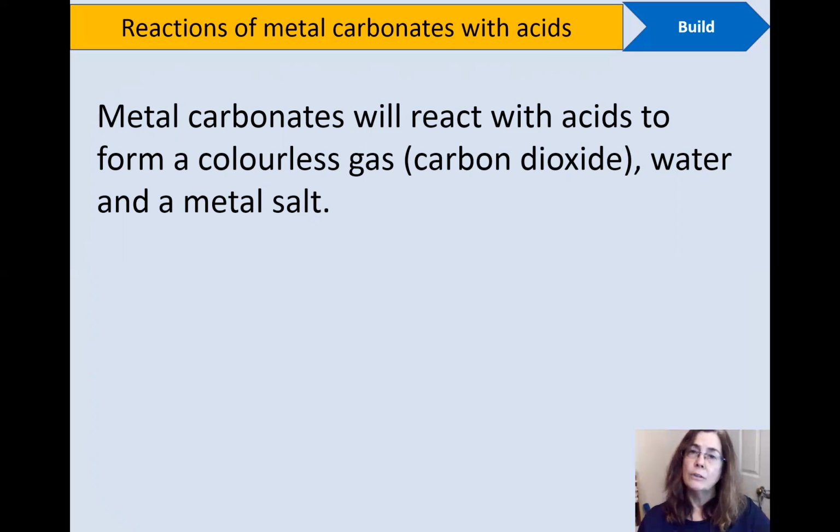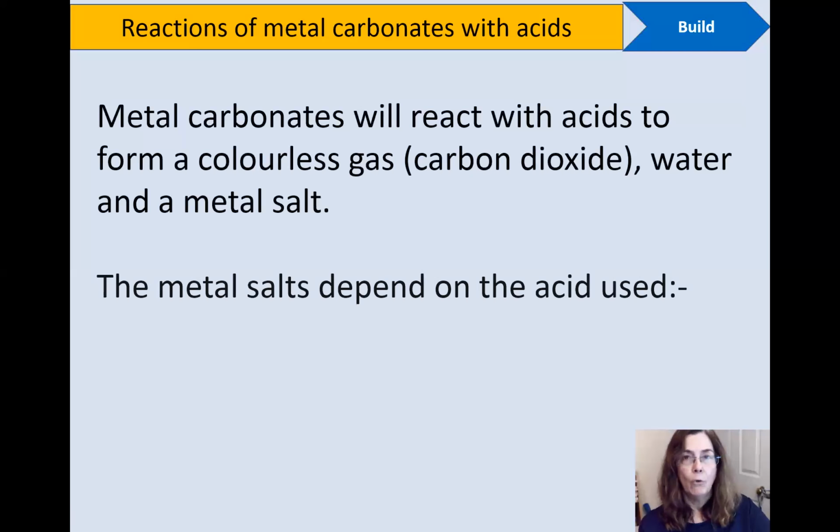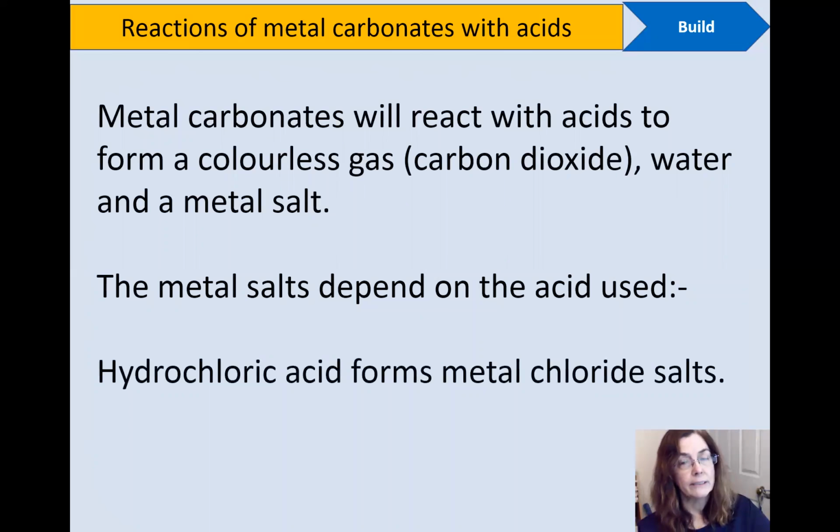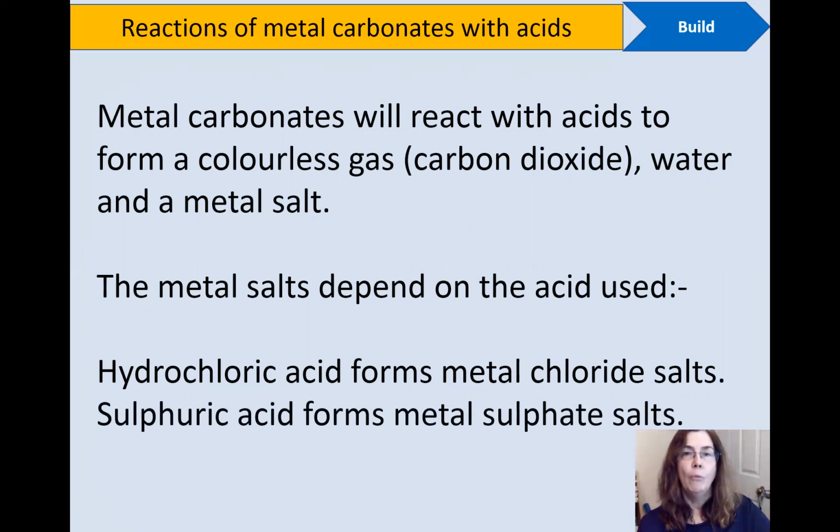The metal salts do depend on the acid you use as well. So for instance, hydrochloric acid forms metal chloride salts. So hydrochloric acid will give chlorides. Sulfuric acid will form metal sulfates. So sulfuric acid is sulfates, and with our carbonate we'll create a metal carbonate.